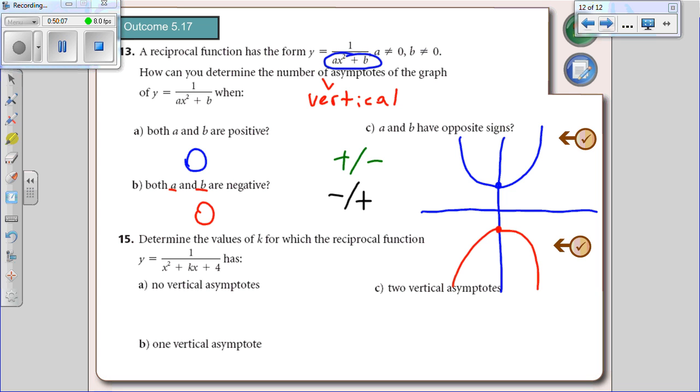If a is positive, what way are you opening? Upward. But b is negative, so where's my y-intercept? So I'm down here somewhere, and I'm opening upward. So how many y-intercepts do I have? Or x-intercepts? How many asymptotes do I have? Now, what if it's the other way around?